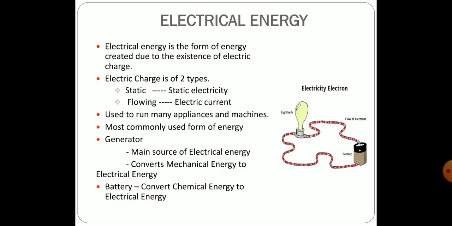Okay, coming to the electrical energy. Electrical energy, the form of energy created due to the existence of electric charge. Electric charge எங்க இருக்கு? Okay, two types of electric charge. One is static charge, another one is flowing charge. Mainly electrical energy is to run appliances and machines. Most commonly used electrical energy source from the generator. Generator is the main source of electrical energy.